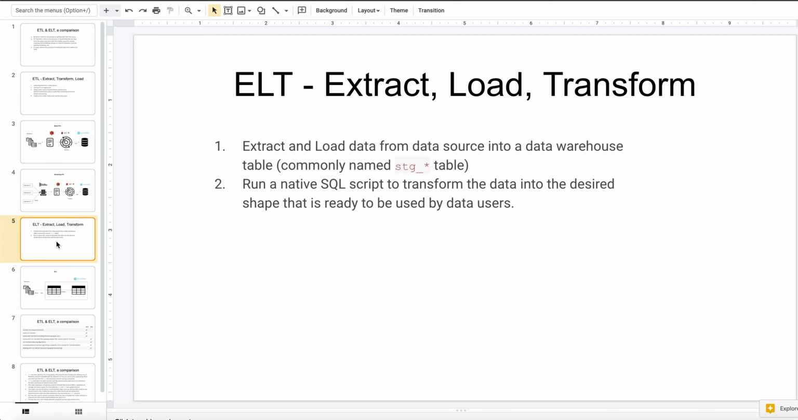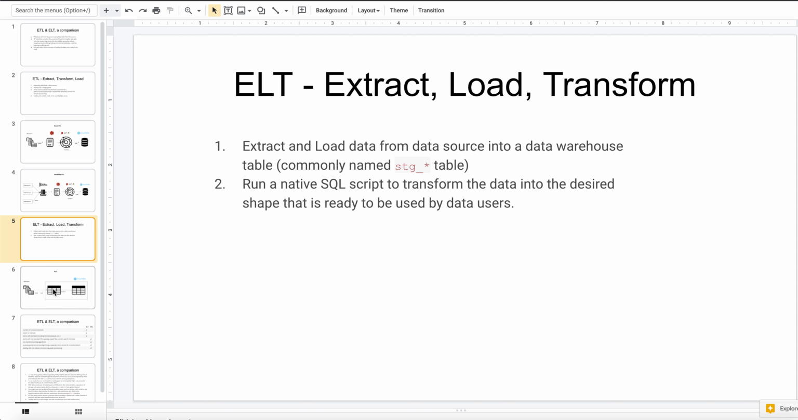So let's look at the second paradigm, which is ELT. And as the name suggests, it stands for extract, load, and transform. The idea is you extract and load data from your data source system directly into a data warehouse table. And these tables are generally called staging tables. And the second step, which is the transform step, would be to run a native SQL script to transform that staged data into the desired shape or format that you need for your end users.